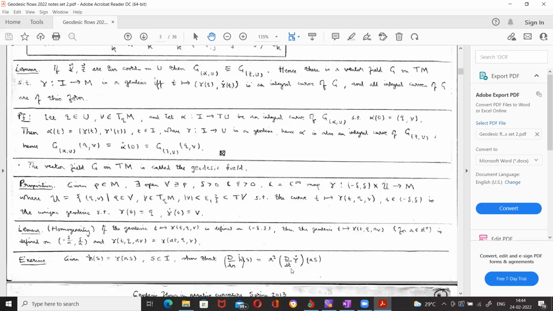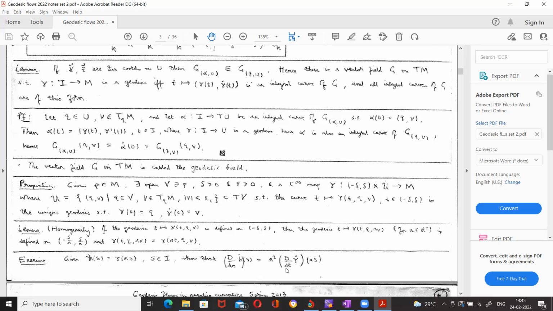If we were working in R^n, this would be obvious, right? Because D/ds of h dot would be just h double prime. And so for h double prime, you differentiate twice, each time an a comes out, and so h double prime would be equal to a squared gamma double prime of as, right?